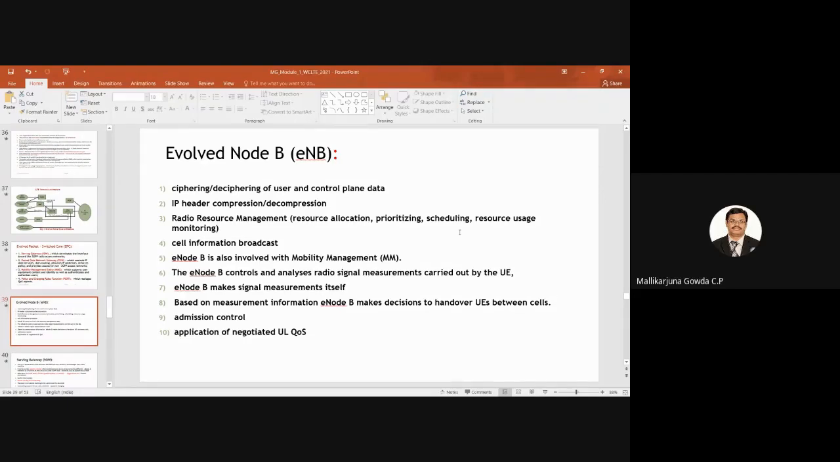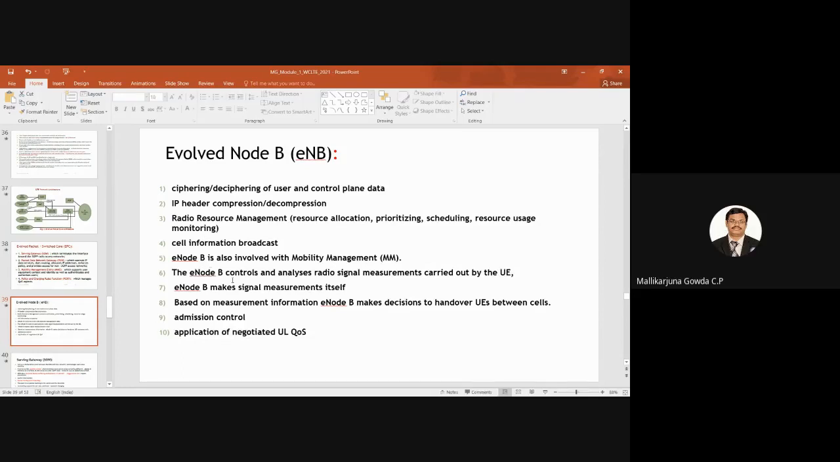Then it provides cell information broadcast, and ENB is also involved with mobility management. Of course, the mobility management entity is there, but it also takes care, to a certain extent, of mobility management within the coverage area of that particular cell. The MME will come into the picture when the user equipment is moving from one cell to another cell. Within a cell, if the user is moving, that is taken care of by ENB only.